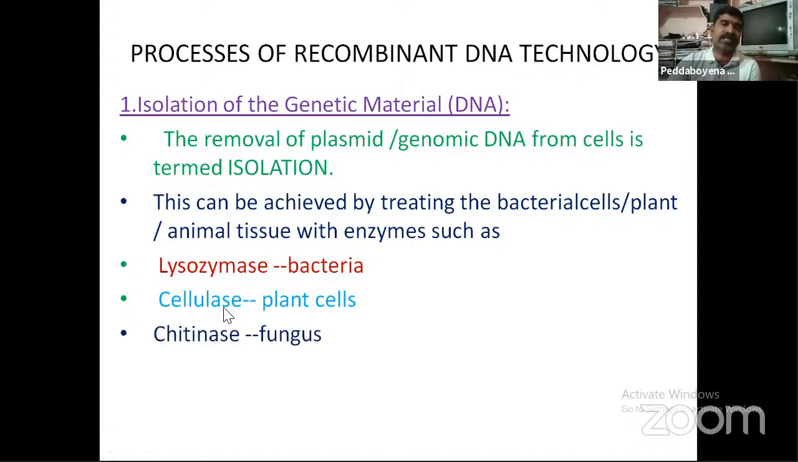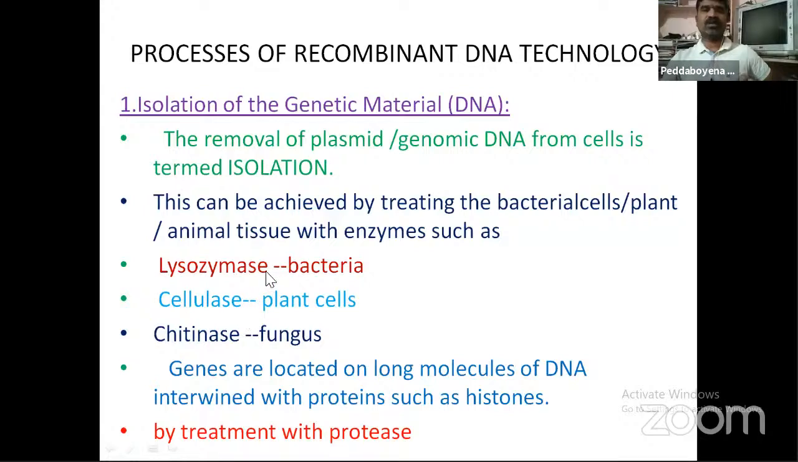So the plant cell is digested by cellulase. And the next one, fungus. Generally the fungal cell wall is made up of chitin. So chitin is digested by the enzyme chitinase. That enzyme is chitinase.